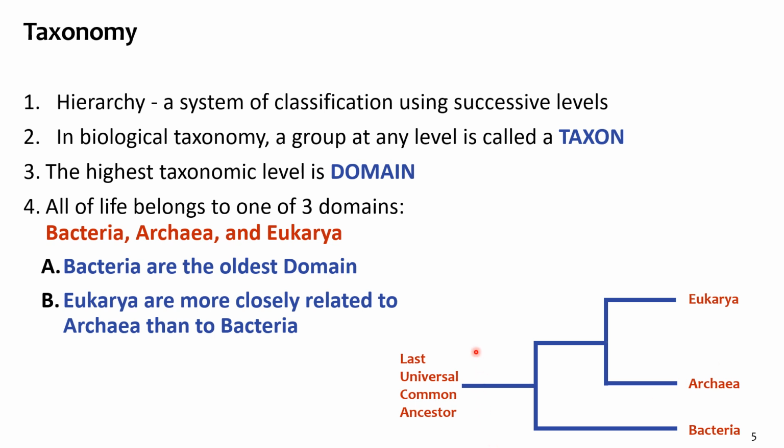In this image, I have the last universal common ancestor. This is a hypothetical organism that would have been a precursor to our prokaryotes, because we don't get our eukaryotes until way over here. Our bacteria and our archaea are going to be our single-celled organisms, and it is hypothesized that the last universal common ancestor was in fact a prokaryote, because our oldest organisms both have prokaryote characteristics.